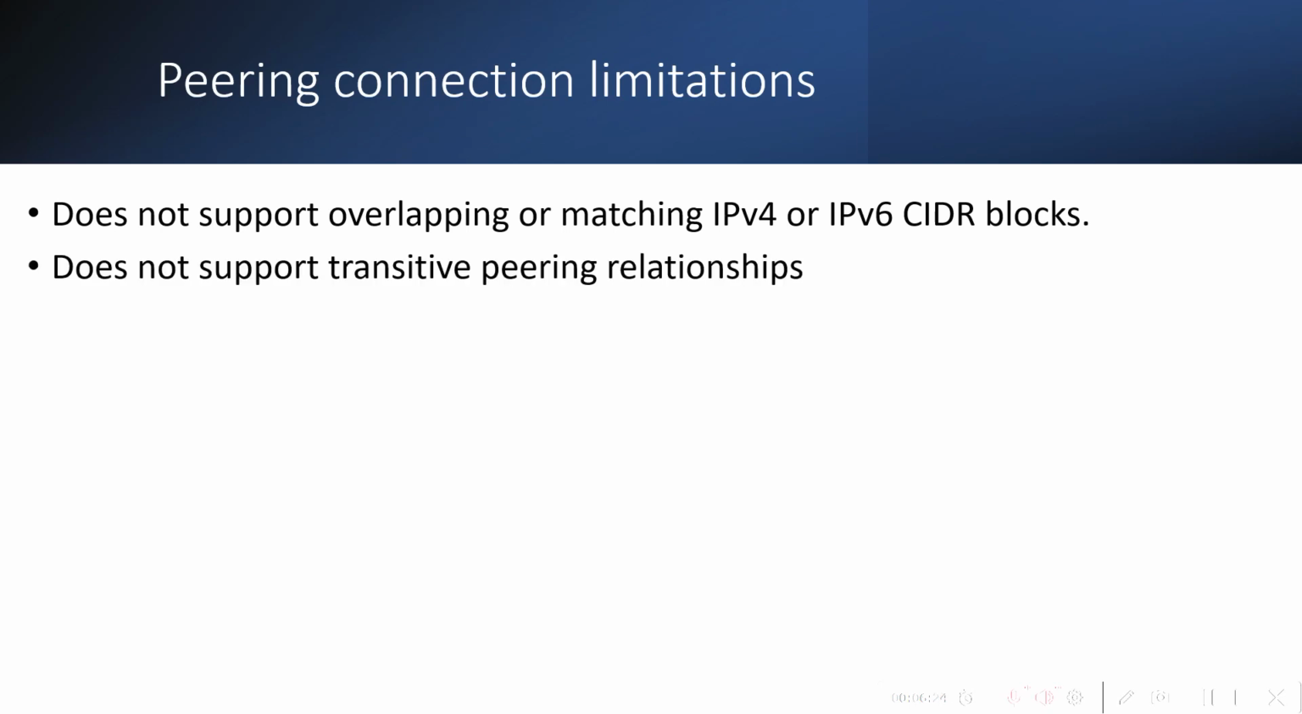VPC peering does not support a transitive peering relationship. What does that mean? If you are peering VPC A with VPC B, and suppose you are peering VPC B with C, that doesn't mean that VPC A and C peering will automatically happen. You have to create a separate peering connection between VPC A and C. So this is the meaning of the transitive peering relationship, which is not supported by the AWS peering connection.